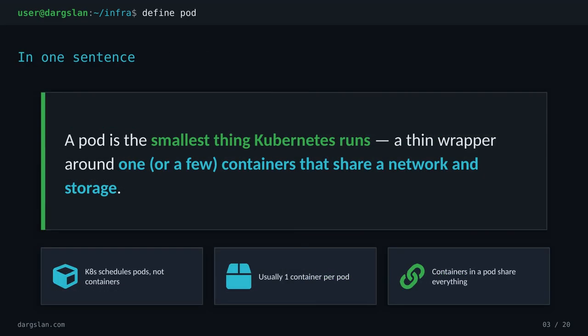So let's nail down that first word, pod. In one sentence, a pod is the smallest thing Kubernetes actually runs. Think of it as a thin wrapper around one container, sometimes a couple, that all share the same network and storage. That's the key shift. Kubernetes doesn't schedule containers directly, it schedules pods. In practice, it's almost always one container per pod, and anything inside that pod shares everything. Same IP, same volumes, same little world.